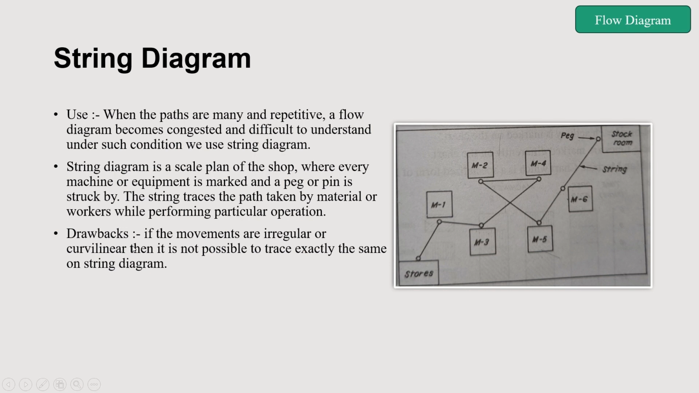The drawback of this is if the movements are irregular or curvilinear, then it is not possible to trace exactly the same on the string diagram. So these are the drawbacks of the string diagram.